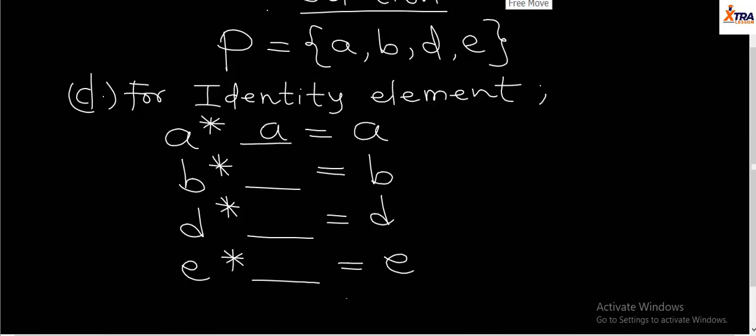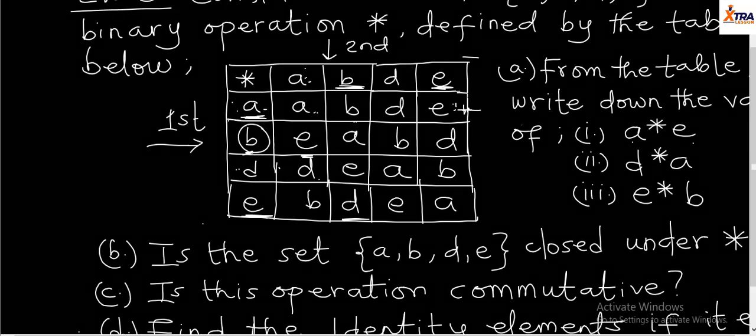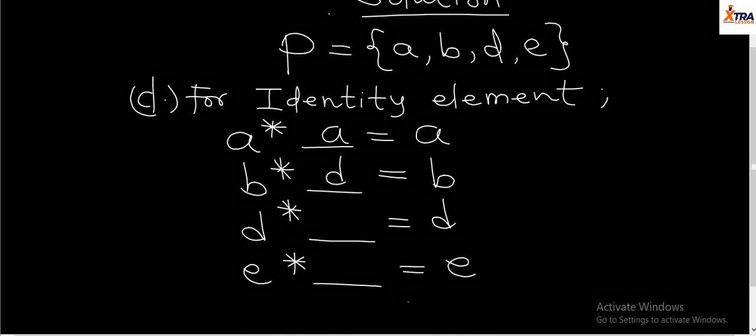For B, to get the identity element of B, we consider B on the first axis. We see B here. Looking at what we can relate with this B on the second axis that will give us B as a value again, the only value you can relate with B that will give us B is my D. So my D here becomes the identity element, not my A. D is the identity element here. I come here and I pick my D.